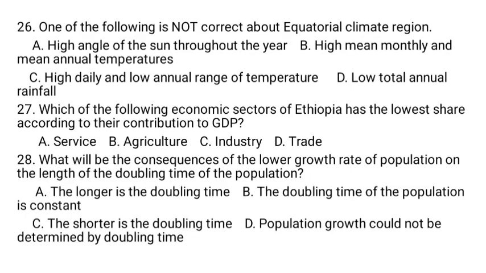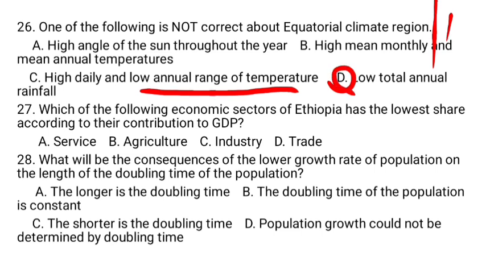The equatorial climate region is well known for having, 1. High angle of the sun's insolation throughout the year. 2. A high mean monthly, high daily, and low annual range of temperature. But low total annual rainfall is not the main feature of the equatorial climate region. So D is not correct about the equatorial climate region.